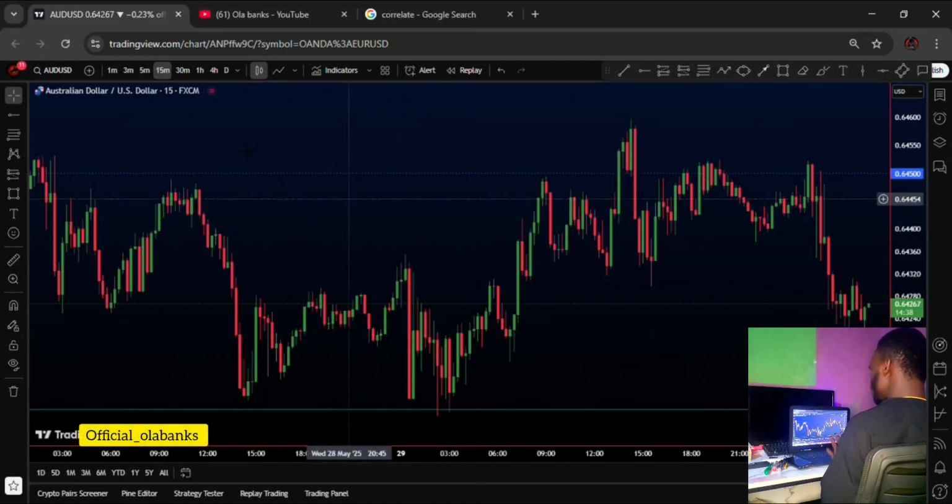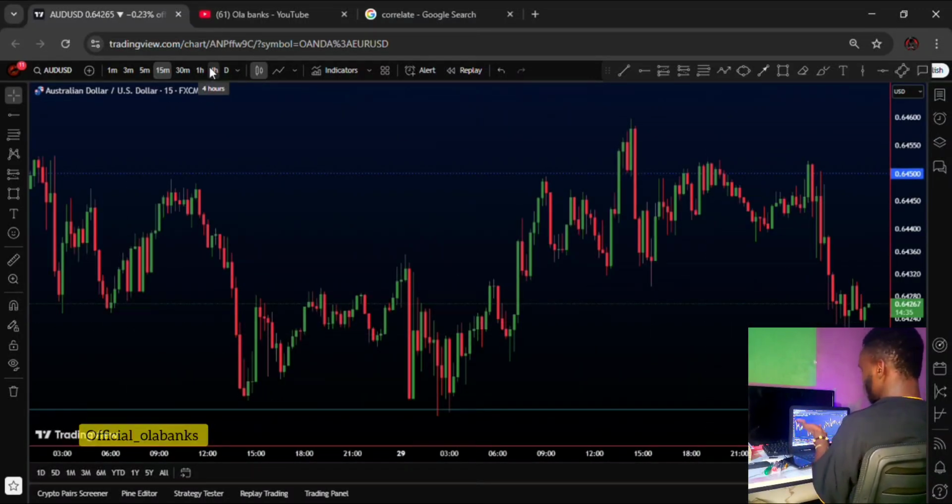Now for the AUD USD, what should we be analyzing? What should we be anticipating? Base and quotes. We should be anticipating AUD USD. The Australian dollar here is the base currency, so we should be analyzing, you should be looking for a buy.